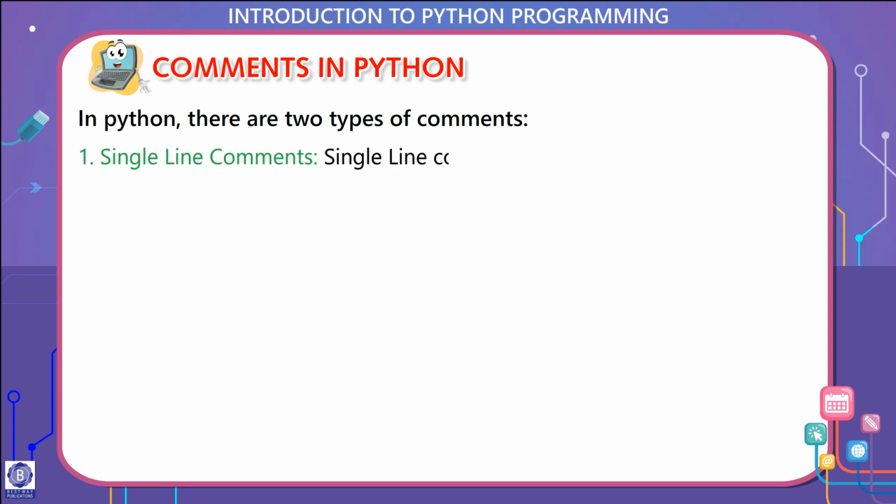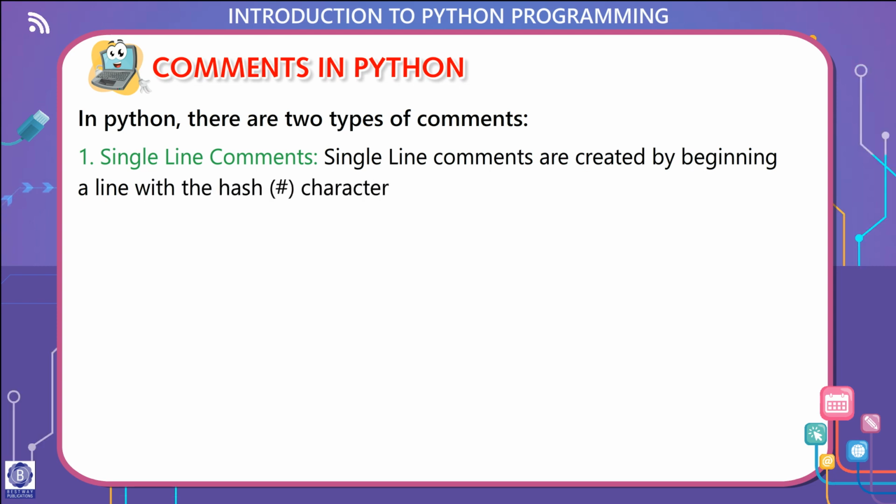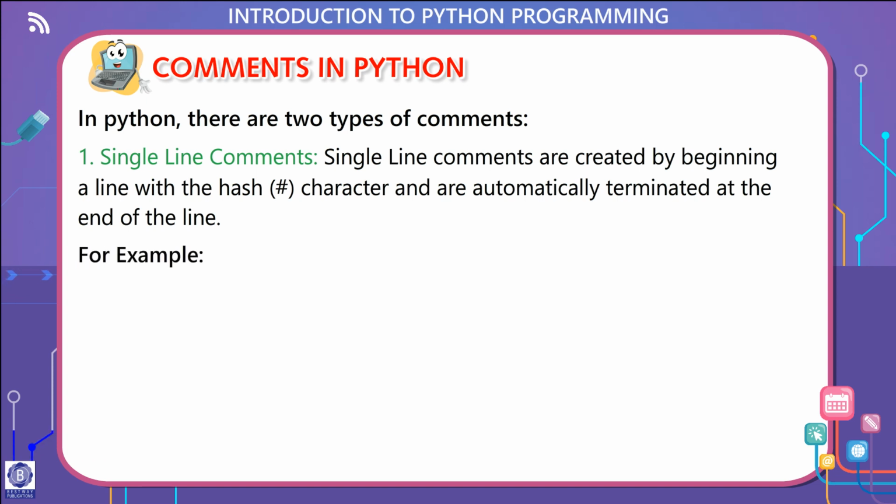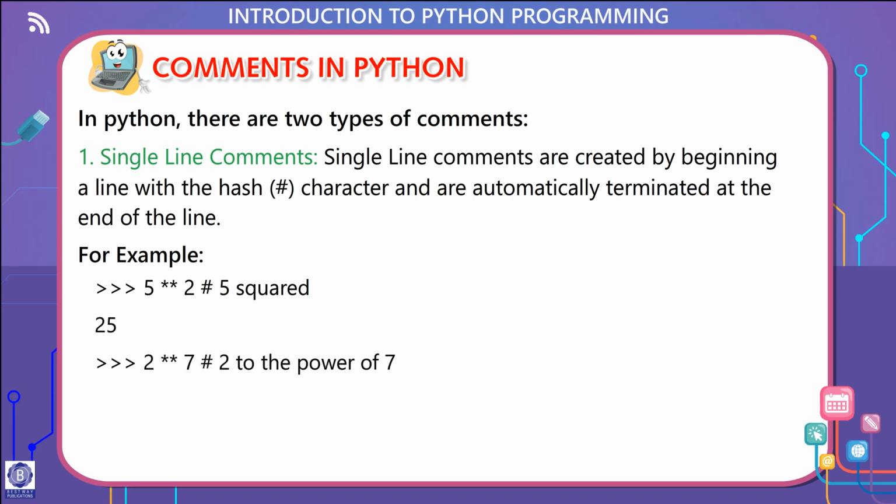Single-line comments. Single-line comments are created by beginning a line with the hash character and are automatically terminated at the end of the line. For example, 5 multiply 2, #5 squared, 25. 2 multiply 7, #2 to the power of 7, 128.